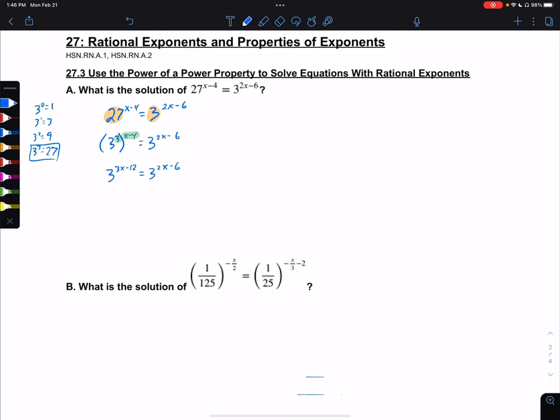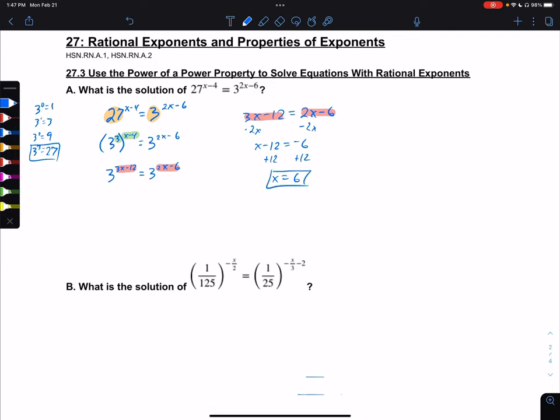We're not doing anything with that yet. Now I have identical bases, and I can set the exponents equal to one another. So I can take 3x minus 12 and set that equal to 2x minus 6. So we'll do that over here. 3x minus 12 is equal to 2x minus 6. And now I can just solve for x. I have an equation with one variable. Subtract 2x from each side. So it leaves me with x minus 12 equals negative 6. Add 12, and x would be equal to a positive 6.